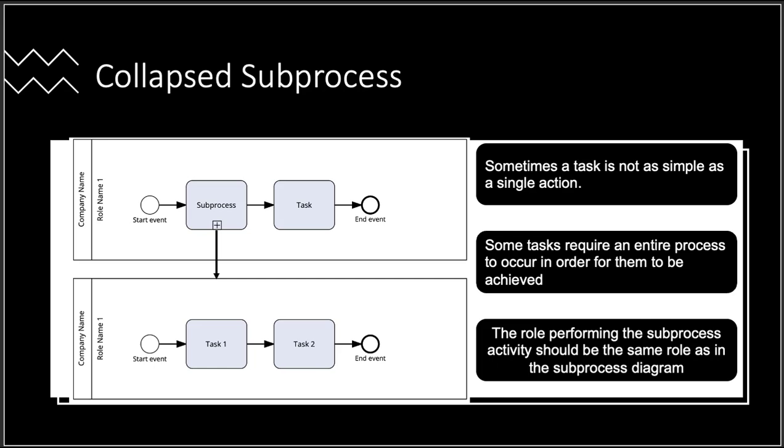Hello. In this video, we will have a look at the collapsed subprocess element, or just a subprocess for short. Subprocesses are used when one of the tasks within your process model requires a greater level of detail to explain how it is being executed.